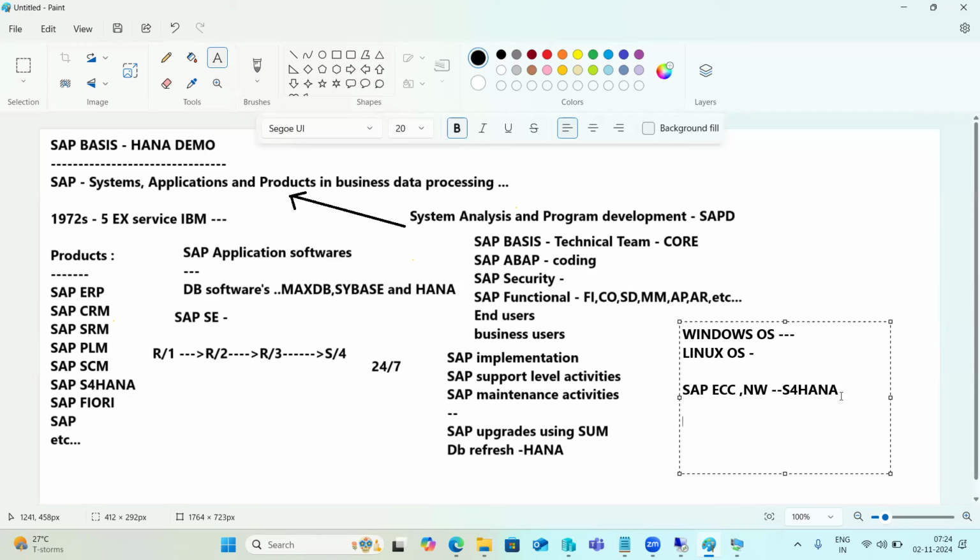Then on the DB side, we will discuss HANA DB administration, all the HANA topics. The class will run daily for 1 hour, and you will get lab access. Lab access means you will get the same as how we access the server in real time. So you can do the practice whenever you want to practice.